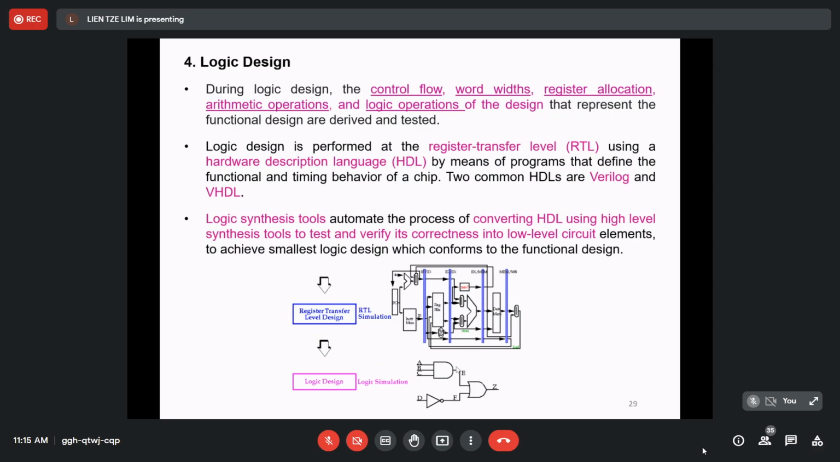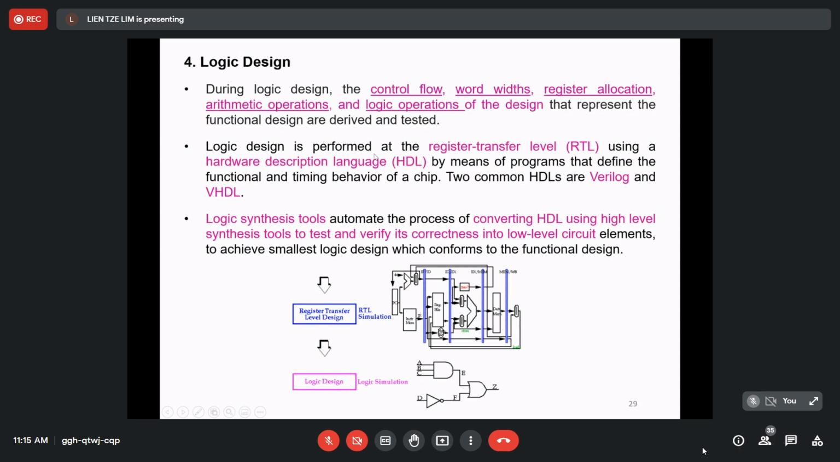Okay, so the next design after the functional design is logic design. During logic design, the control flow, word widths, register allocations, arithmetic operations, and logic operations of the design that represents the functional design are derived and tested.